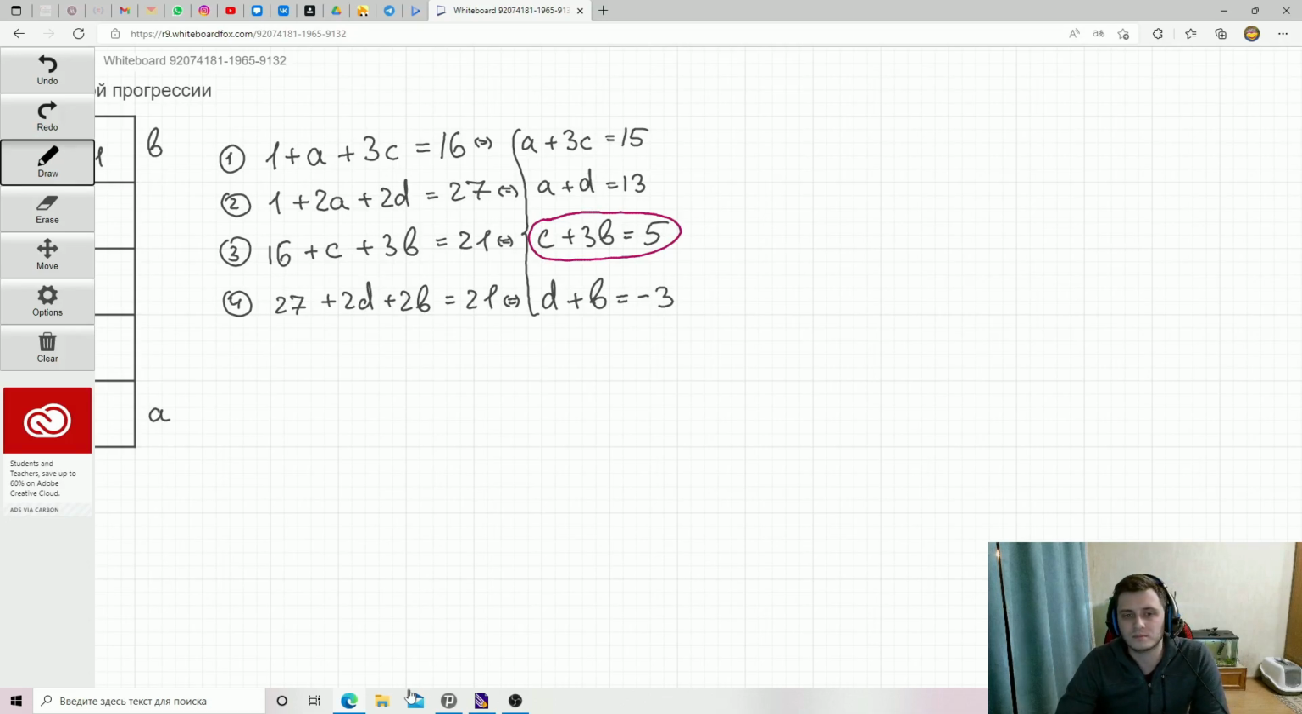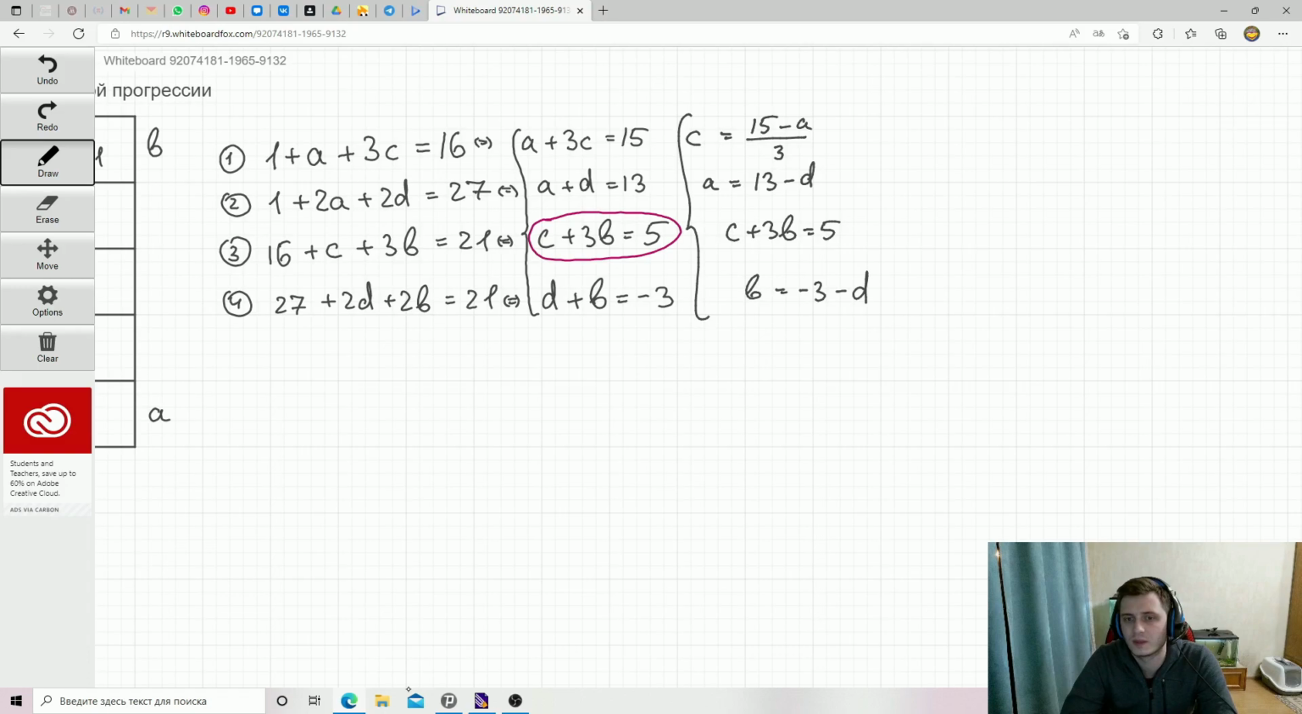From the first equation, I will express the variable c. C is 15 minus a, divided by 3. From the second equation, I will express the variable a through d, that is, a is 13 minus d. Well, I'll leave the third unchanged, c plus 3b equals 5, since I'll substitute everything here. Well, I'll express b from the last one. B is minus 3 minus d.